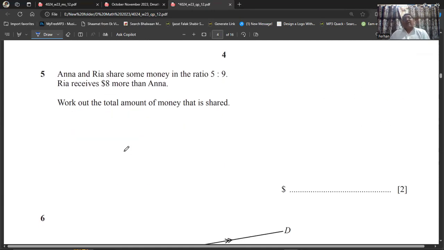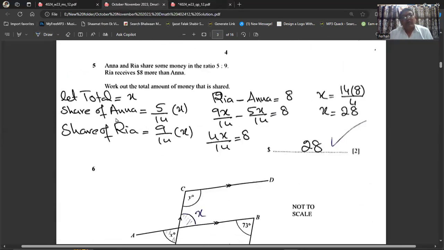Now we have question number 5 on your screen. He says Anna and Ria share some money in the ratio 5:9. Ria receives $8 more than Anna. Work out the total amount of money that is shared. So very simple, we don't know how much is the total money. So I will suppose that the total money is X, which is to be divided.